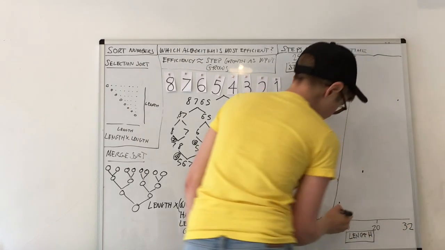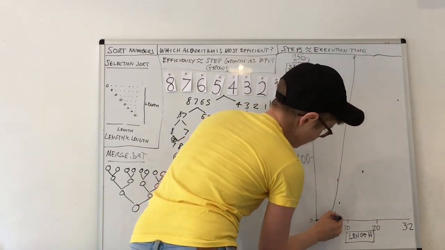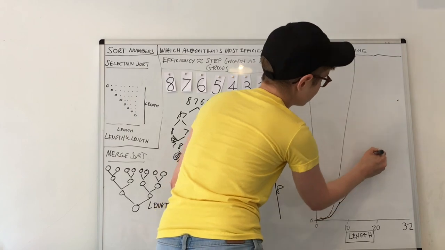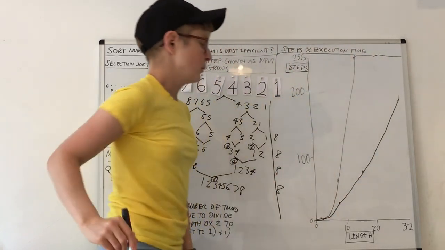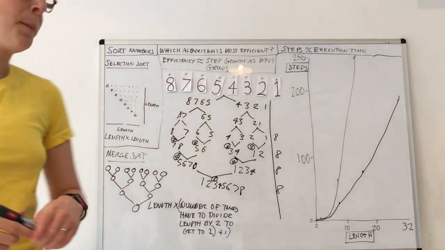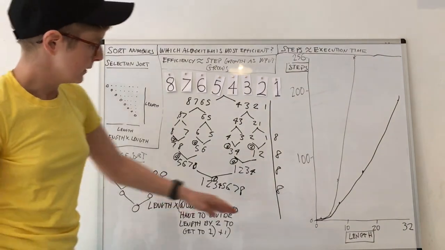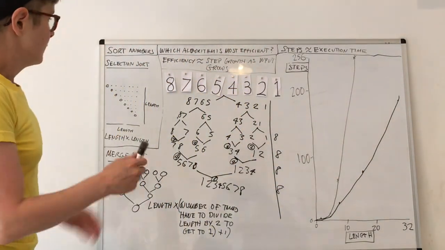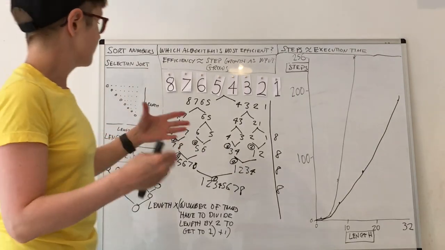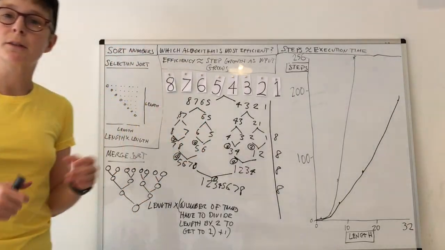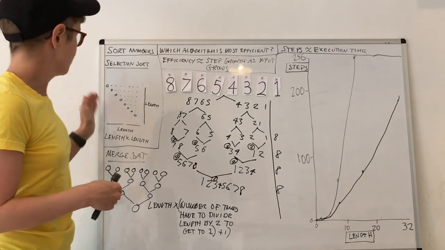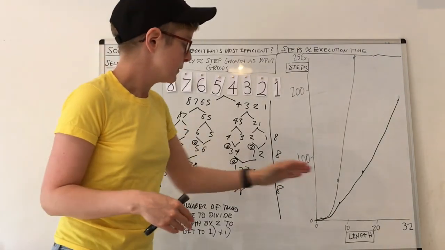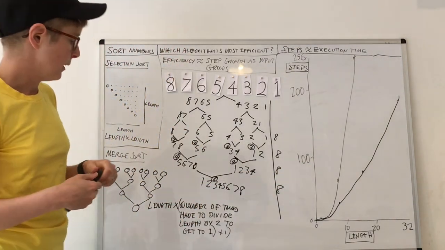And we can draw that line, of course. Now, right away, intuitively, we can see which algorithm is more efficient. It's clearly merge sort. This line is much, much flatter. So if we were to choose out of these two algorithms which one to use, we choose merge sort because it just grows so much more slowly.